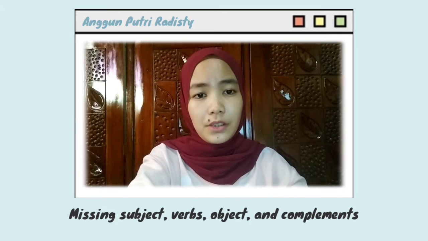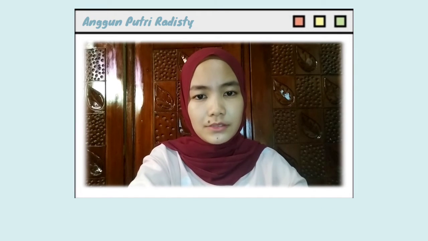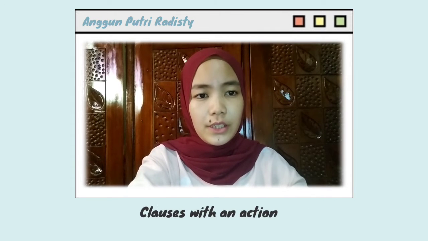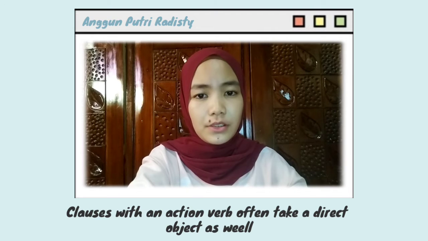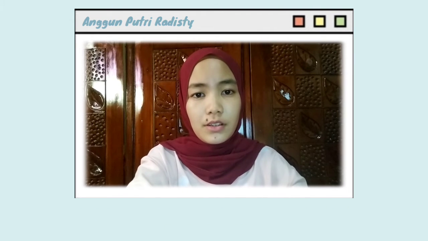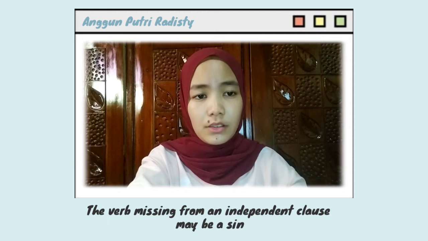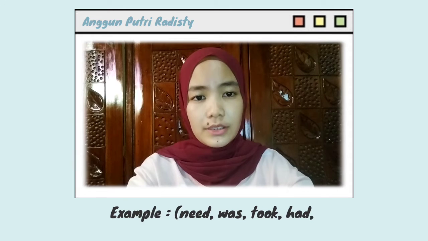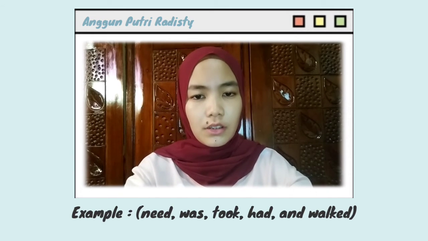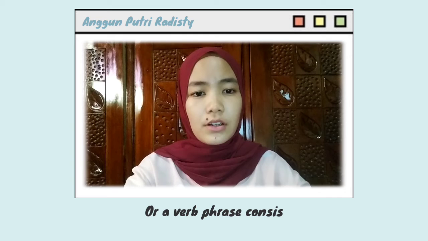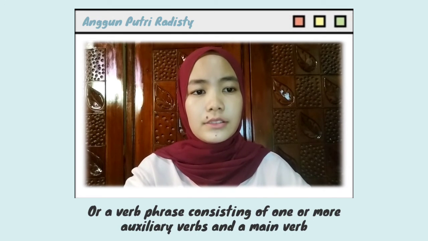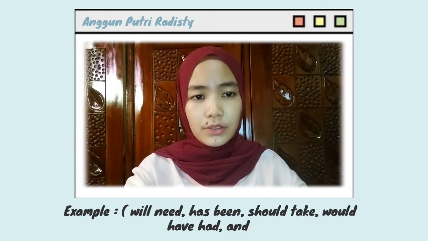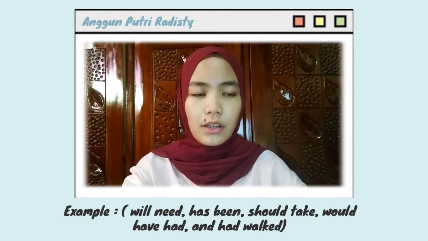Using subject, verb, object, and complements. All clauses have a subject and a verb. Clauses with an action verb often take a direct object as well. The verb missing from an independent clause may be a single word verb. Example: need, wish, talk, had, and want. Or a verb phrase consisting of one or more auxiliary verbs and the main verb. Example: will need, has been, should take, will have had, and had want.